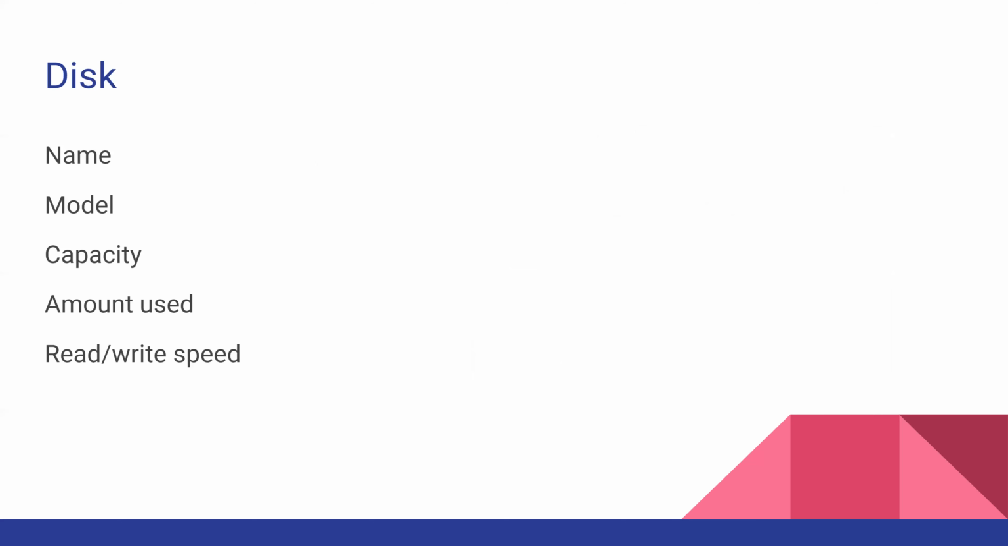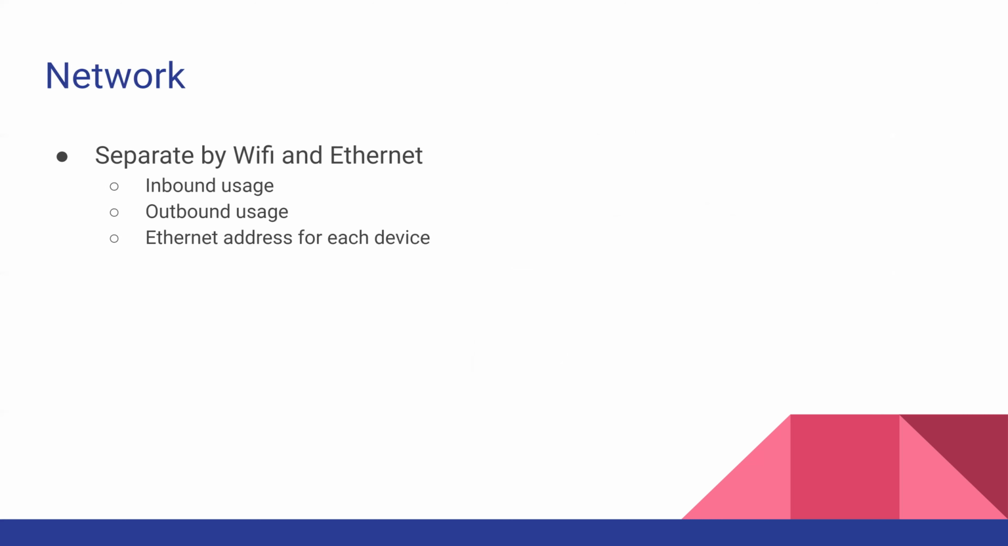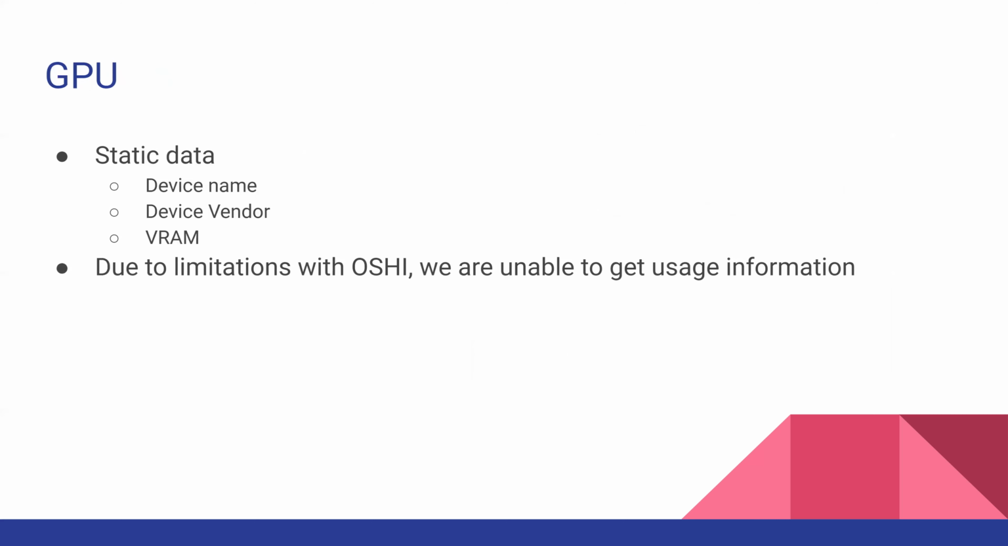Disk, same idea as the RAM: the name, model number, capacity, amount used, and the read and write speed. And that can be broken down by each individual disk if the user has several installed, and it'll be displayed with several different tabs for that. And network will separate by the Wi-Fi and the Ethernet, with the inbound, outbound usage, Ethernet addresses for each device. Finally, the GPU will only really be able to collect static data with the name, vendor, and the amount of VRAM available due to some limitations with Oshi. We can't get usage information through that.